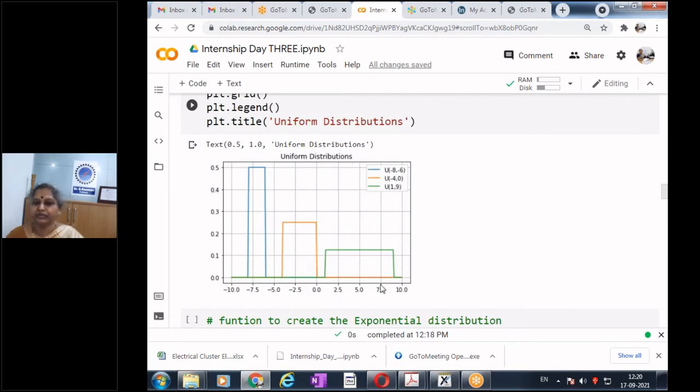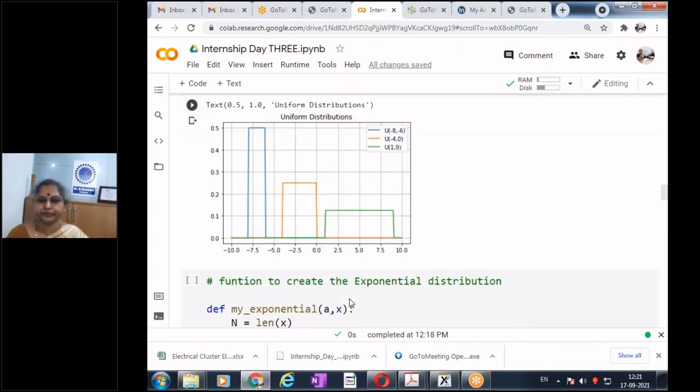Why do you think the height, the magnitude, is less when the width is more? What is constant in all these three waveforms? One is the uniform distribution in blue, orange, and green. What is constant in all these three distributions? Very good, area is constant. And how much is the area? 1. Very good.